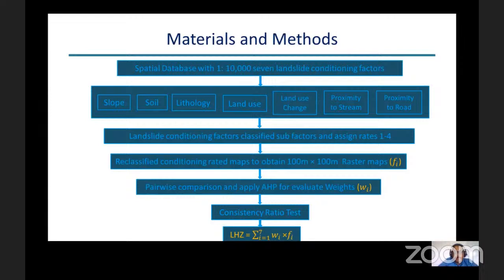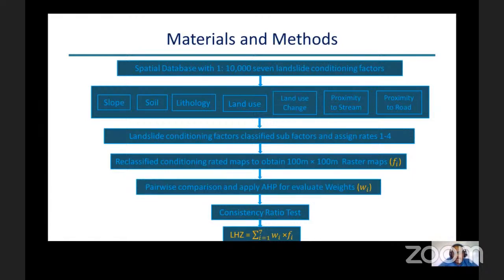First, all landslide conditioning factors were subdivided into 4 classes and assigned rates from 1 to 4 based on field experience as well as expert knowledge. Then we reclassified the conditioning maps, and all of these maps are considered as conditioning factor maps, symbolized as Fi.